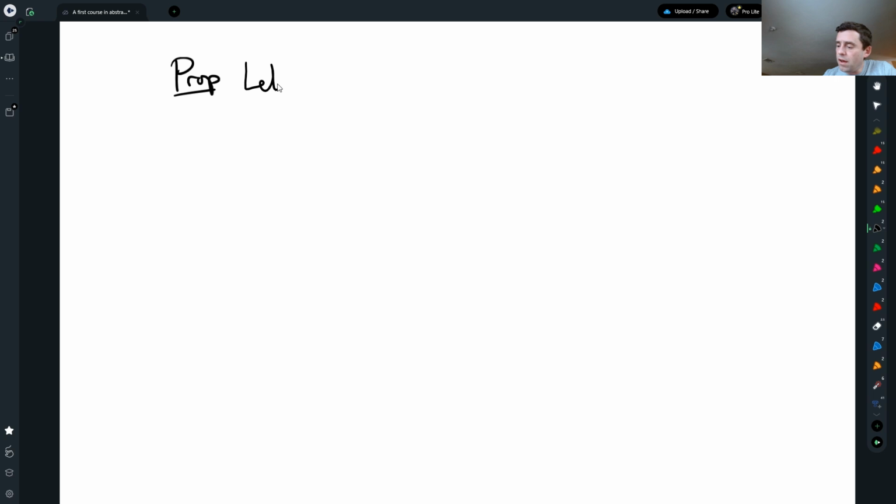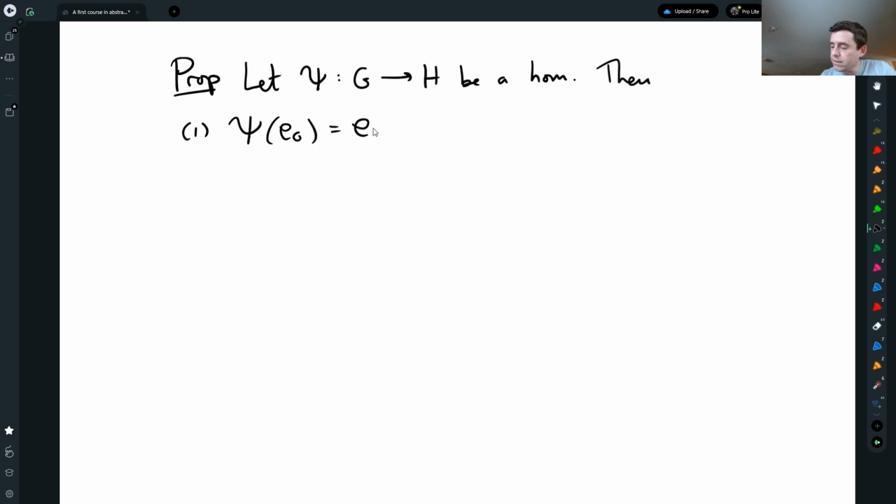So let psi from G to H be a homomorphism. Then the following are true. First, psi of the identity, the image of the identity is the identity. This also happened for isomorphisms, and the same reason will apply here. Two, for any G in G, the image of the inverse of G is simply the inverse of the image of G.